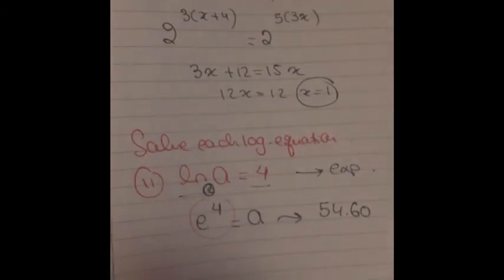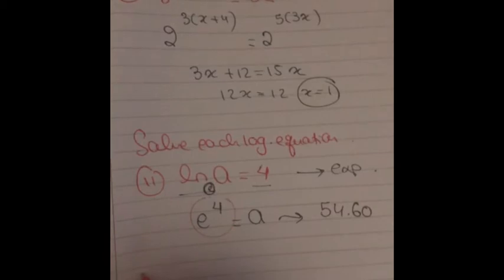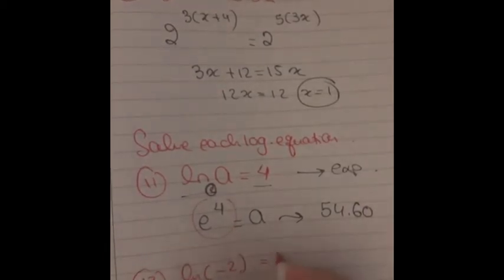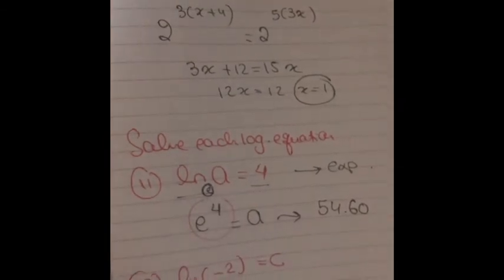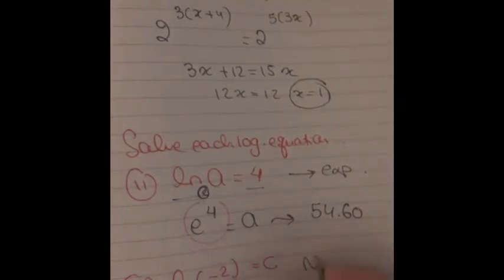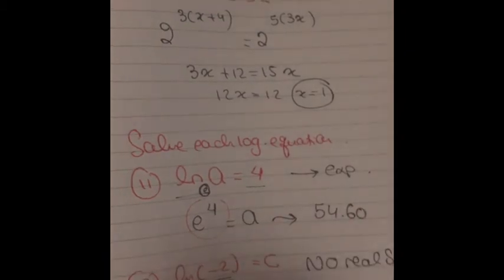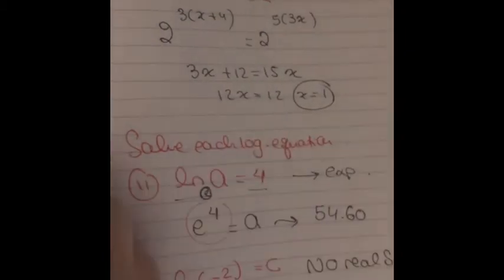For question number, let's say 13, ln of negative 2 equals c. For this question number 13, there's no real solution because a log cannot be negative. This number can never be negative.